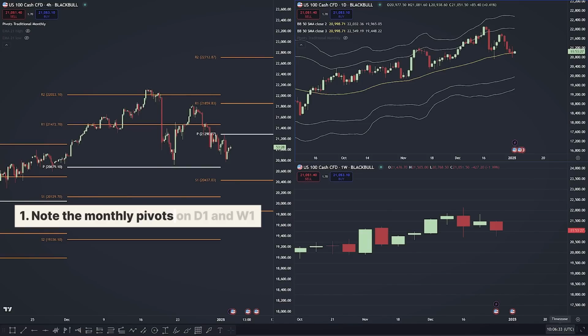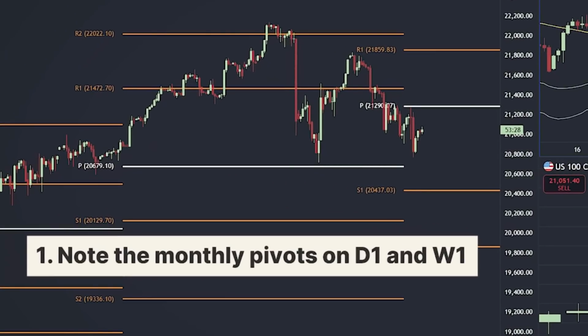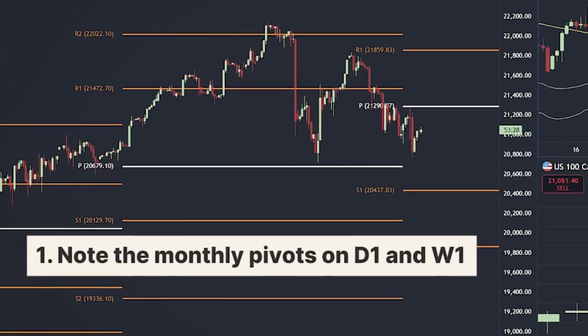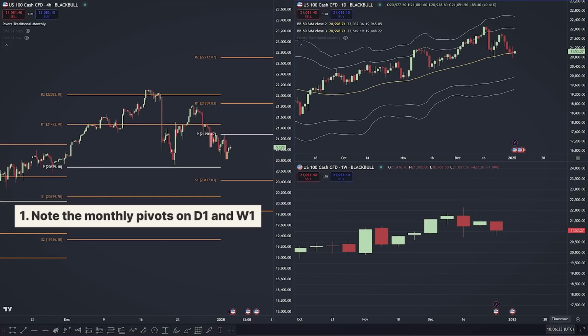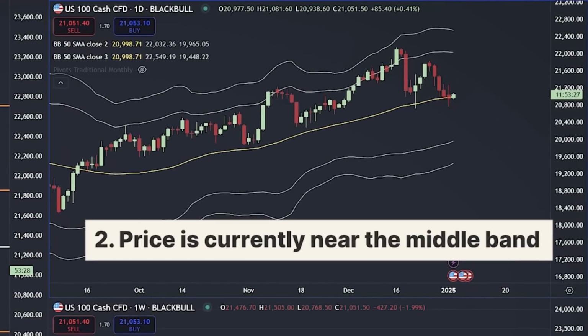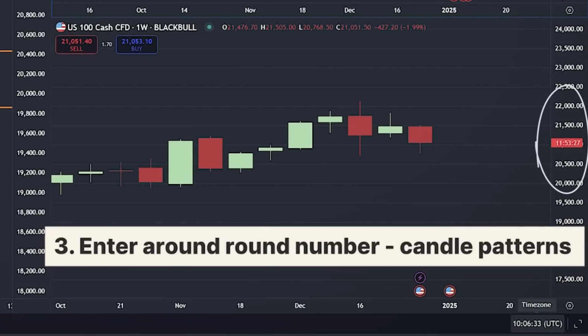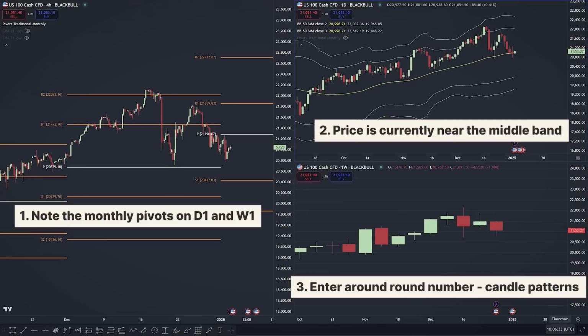Imagine you start your swing trading routine on a Sunday. You check the weekly and daily charts. You note the monthly pivot lines. Then you switch on the 3 Bollinger Bands. You see that price is currently near the middle band, slightly above it. That suggests a bullish posture. You may notice a big round number, which may or may not align with the monthly pivot. Then you track the candles to see if a bounce or a breakout occurs there.